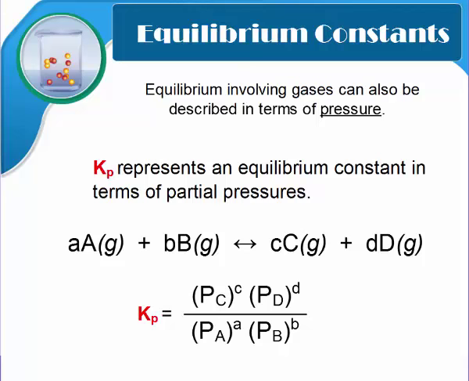When we're dealing with pressures, we can write a Kp expression. A Kp expression is written the same way as an equilibrium expression with concentration, except we're going to have P's instead of brackets and parentheses. So it's the pressure of C raised to the power of C times the pressure of D raised to the power of D over the pressure of A raised to the power of A times the pressure of B raised to the power of B.